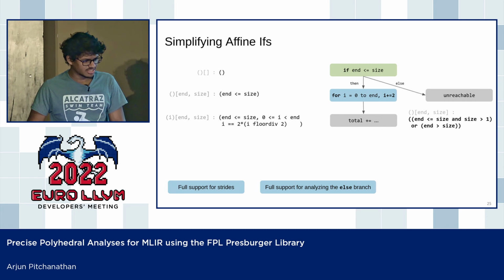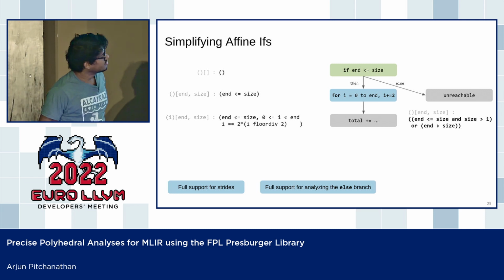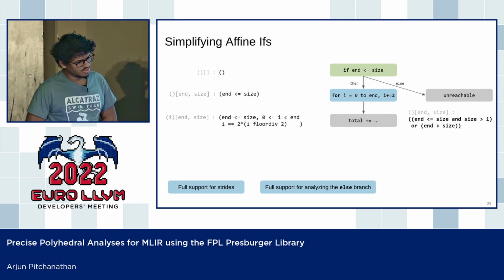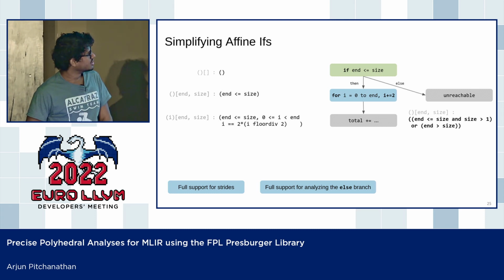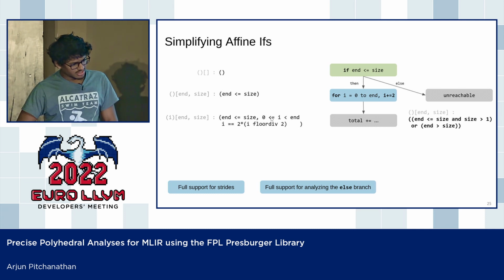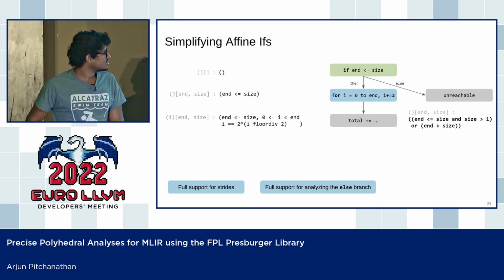So let's say that, in this example it wouldn't make a lot of sense, but for example, if this if condition at the top had an additional constraint that size is less than or equal to 1, then if we had gone into the else branch, in the original implementation that we saw last year, it only supported ANDs of constraints.